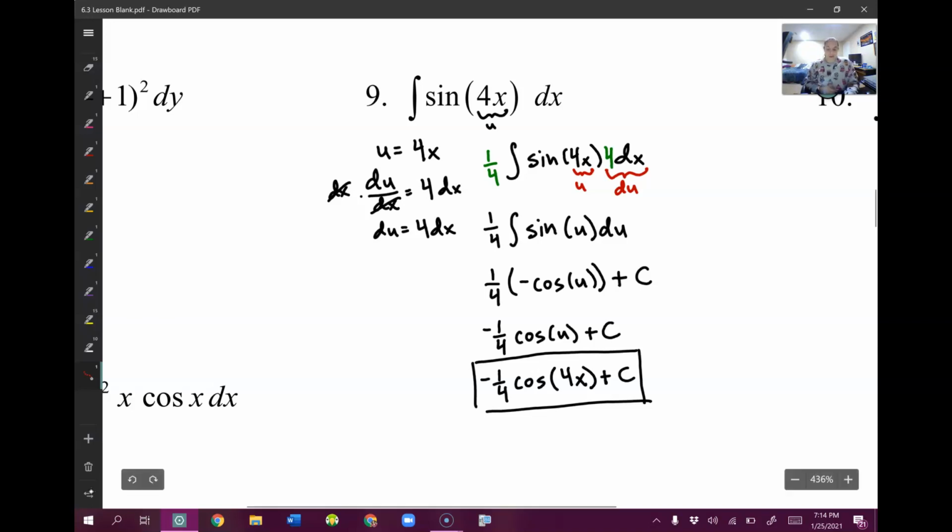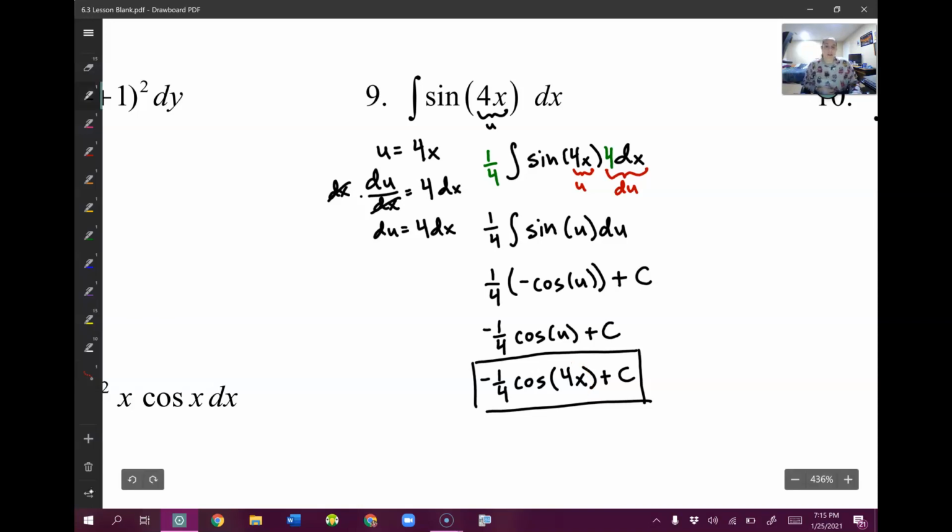So now I can integrate. Integral of sine is negative cosine, so I did that, and my constant of integration. And then I just started to simplify, and then I plugged u back in, and I'm done.